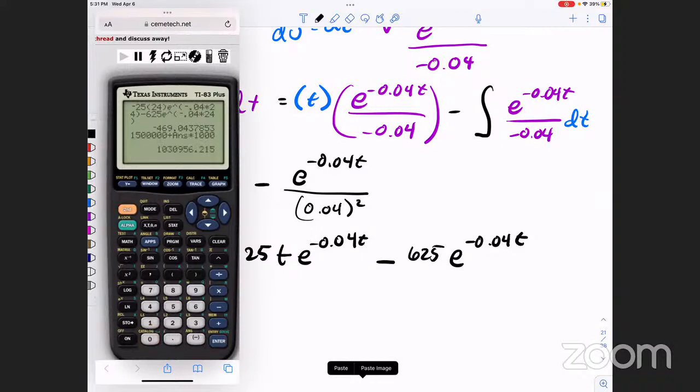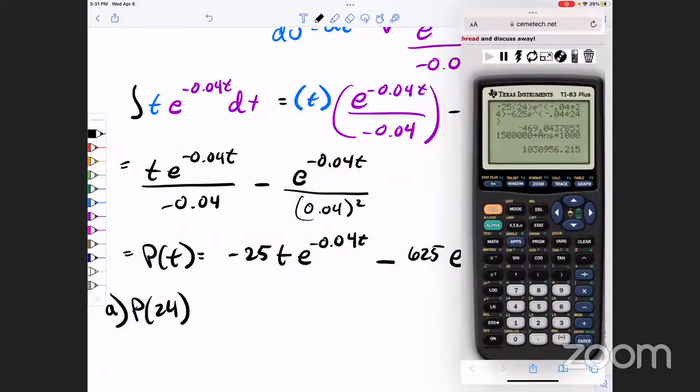I feel like this is a lot better result. So I want to say we get approximately 1,030,956. I'm going to put 0.215 bacteria.